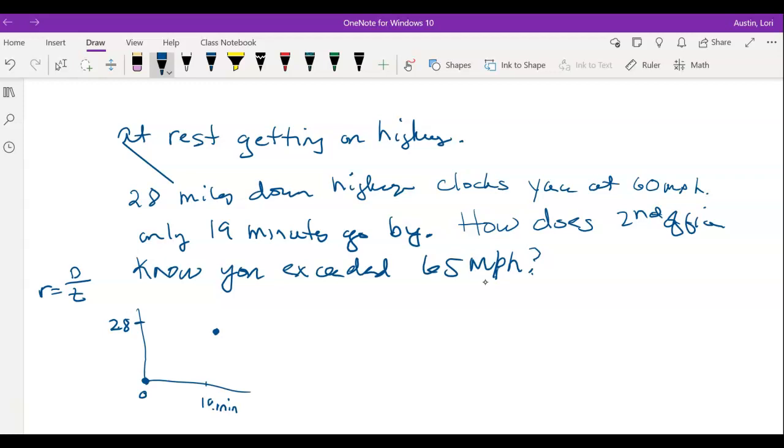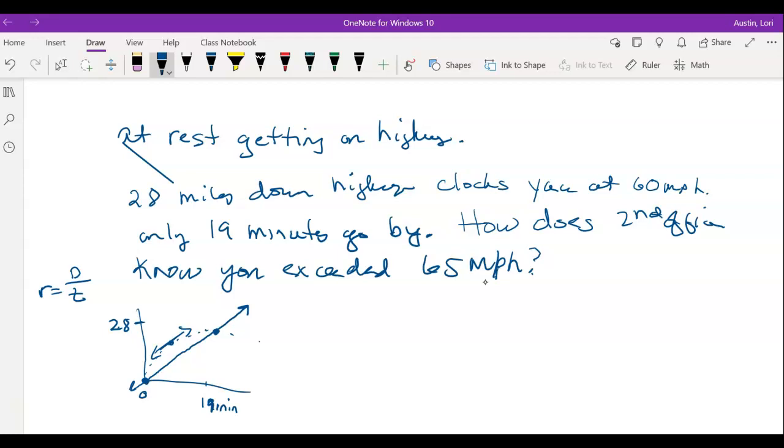Okay, so here's the idea. 19 minutes later in time, you made it to 28 miles. Everybody see that? But you were only clocked going 60 miles an hour. So the idea of the mean value theorem is if we can figure out this rate, of that secant line, that means somewhere in your journey, you went that speed. So we're going to figure out what that rate is.